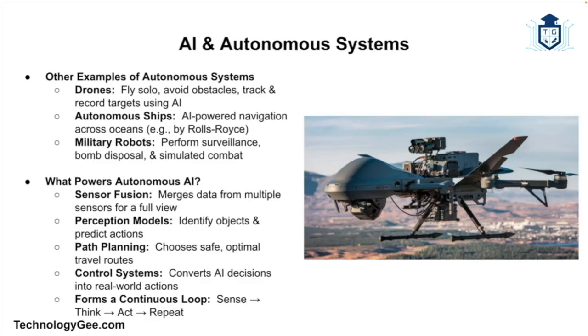Now, what powers autonomous AI? Well, to achieve autonomy, systems rely on what is called sensor fusion, and this is combining input from multiple sensors to understand surroundings. It also relies upon perception models where it can recognize objects and predict behavior. There's path planning where it can decide the safest and most efficient route. And then there are control systems where it can translate decisions into physical movement. And together, these form a closed loop of sensing, thinking, acting, and repeating.